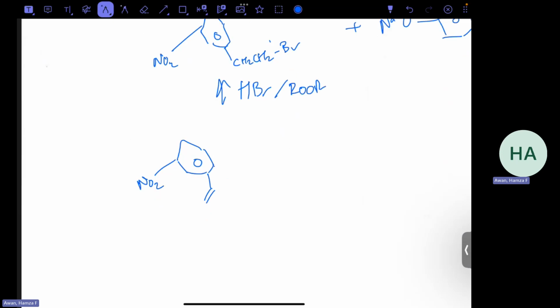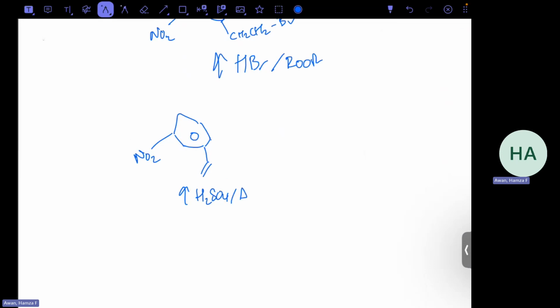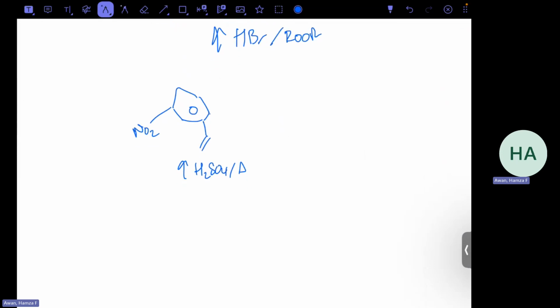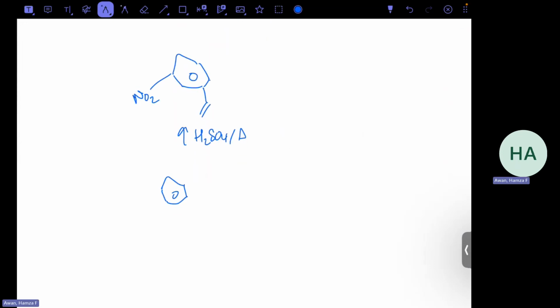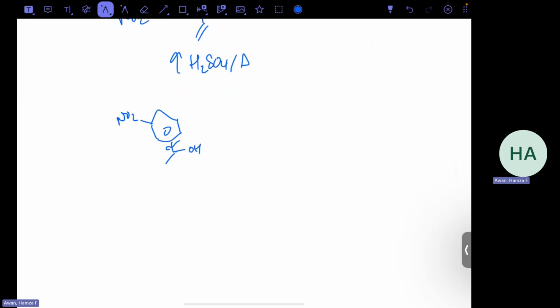And now what we can do is take out this double bond by using acid dehydration, so H2SO4 and heat, and that's going to give us our OH. So we have our nitro group here, and then our alcohol right here, like that. And so the next step we can do is actually a Grignard, right? Just right here, we can do this.